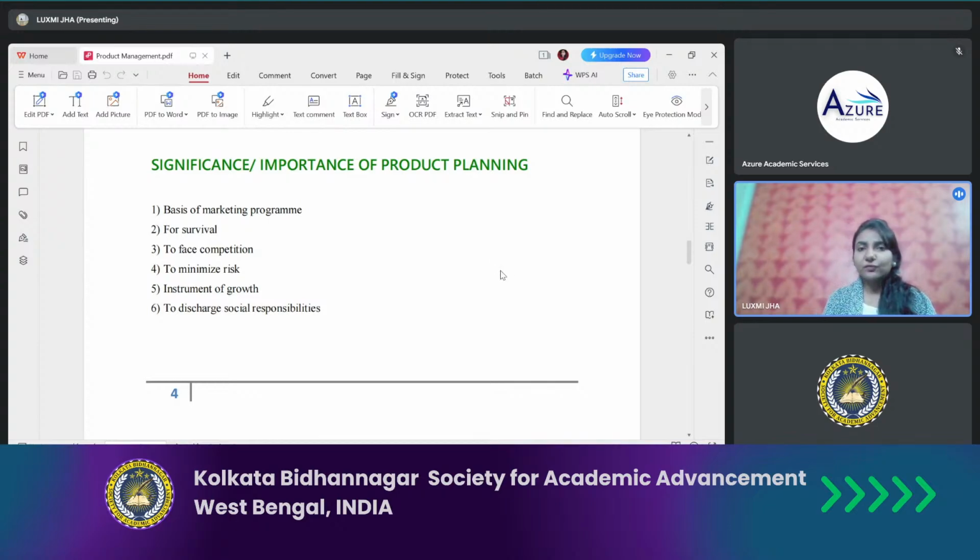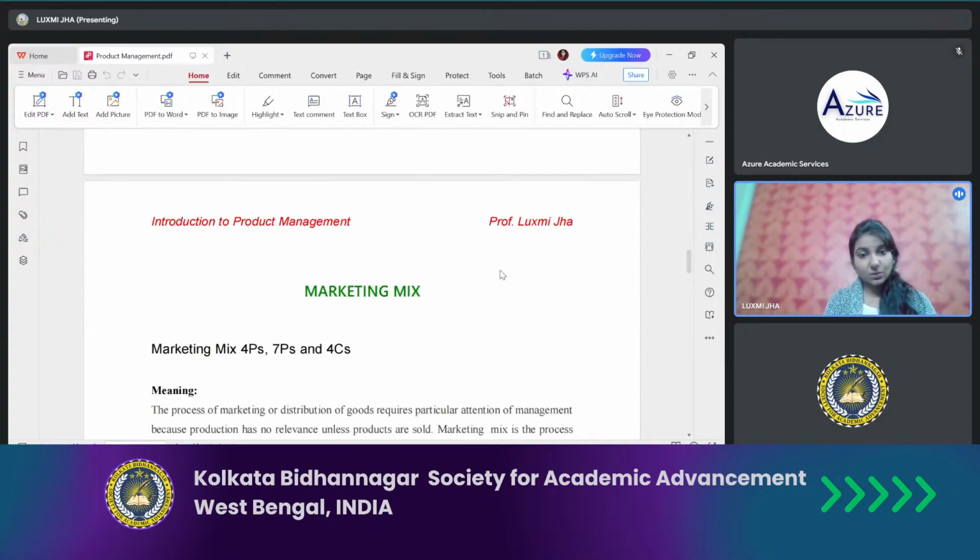Then instrument of growth. If a marketer goes with proper product planning, this will no doubt create chances of growth in the market, because whatever the consumers want, you are enhancing that. Whatever the consumer needs are there, we are trying to put into the product. So obviously this will lead to what? This will lead to growth in the market. And then to discharge social responsibility, very very important. A product should always be able to satisfy the needs of the consumers. That is somewhere or the other the marketer is also trying to fulfill social responsibility. So hope this importance is also clear.